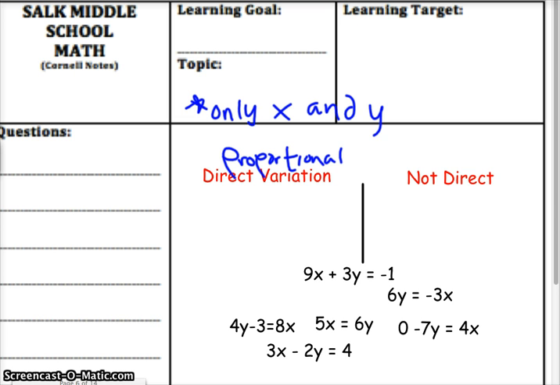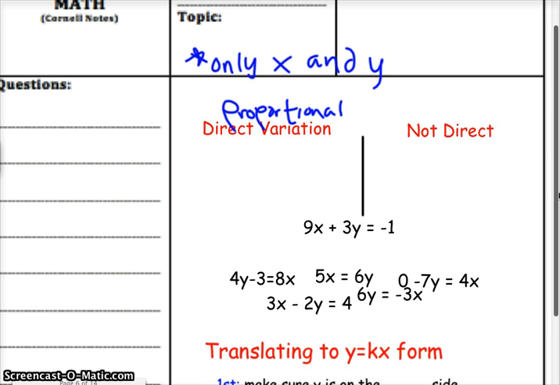Looking at this one here, 9x plus 3y minus 1. Direct or not direct? Is there only x and y here? No, I have the negative 1. So this is not direct because of the negative 1. I can only have x and y stated right on top here. You're looking for only x and y.